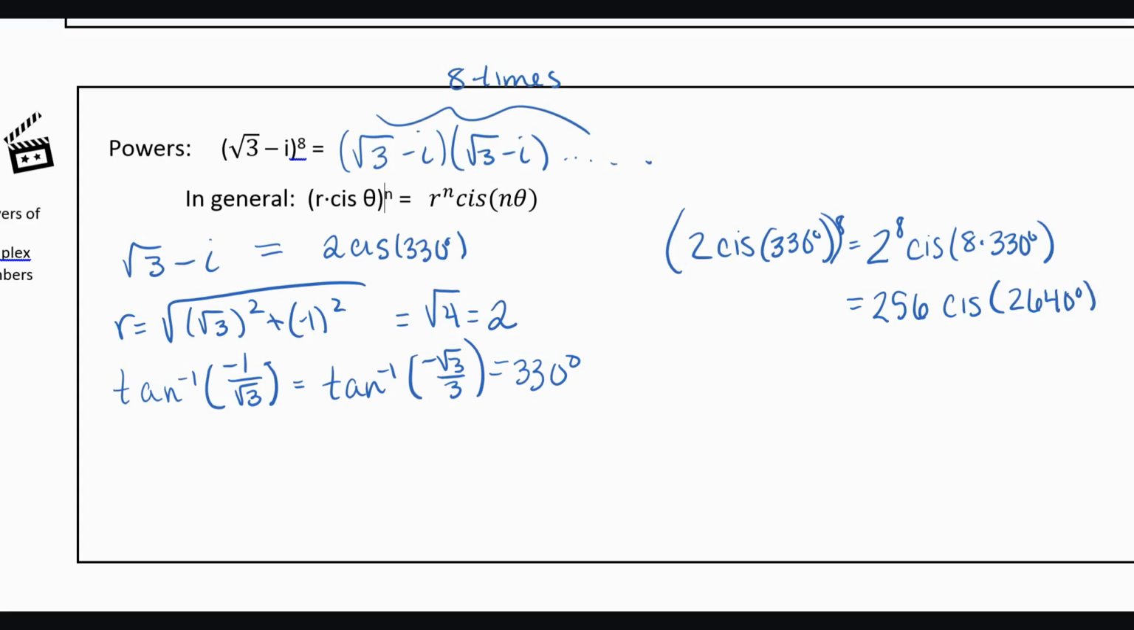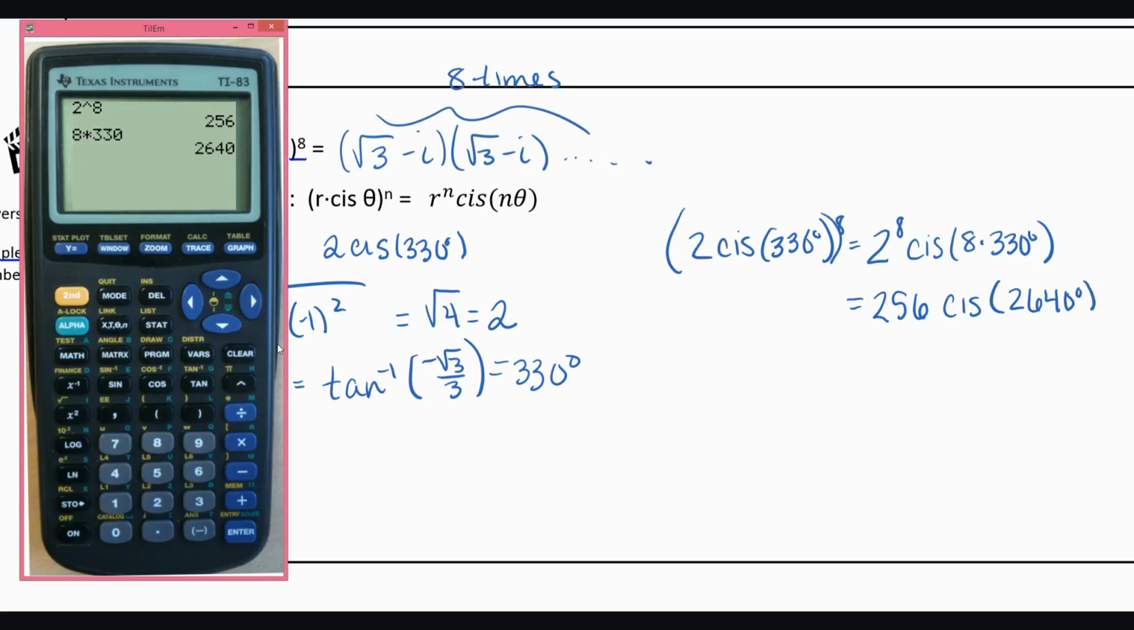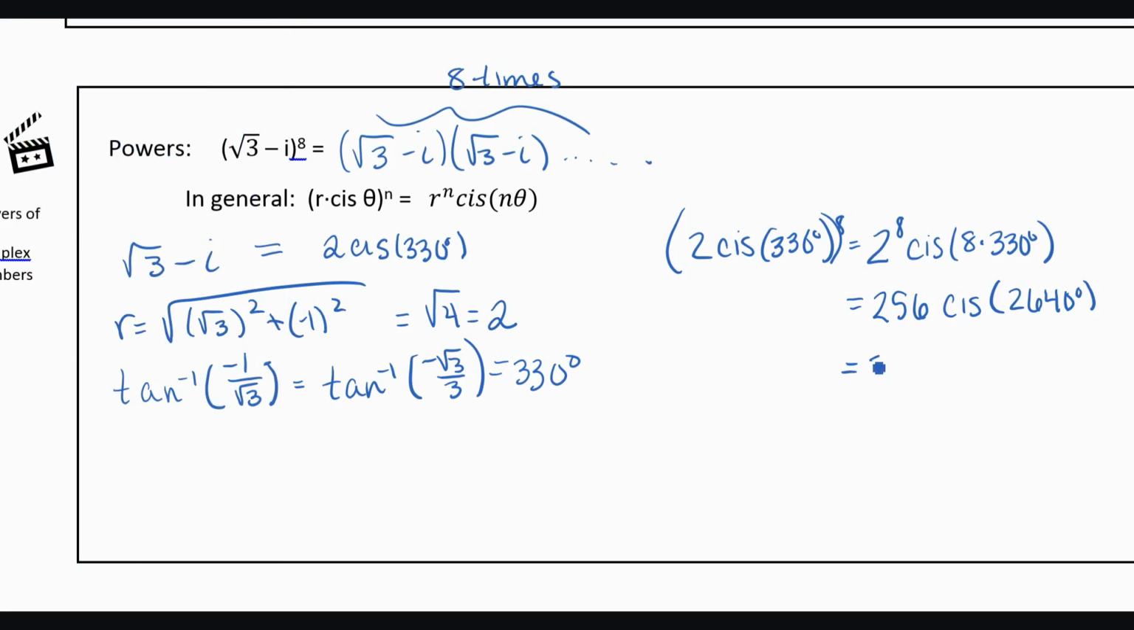Now, these degrees, remember, it would be the exact same thing as if we found the angle between 0 and 360. That's coterminal. So if we start subtracting 360 to get down to an angle, this would be the same as 256 CIS of 120 degrees.